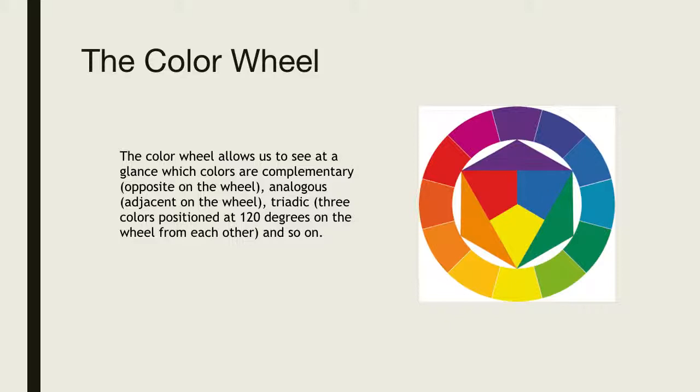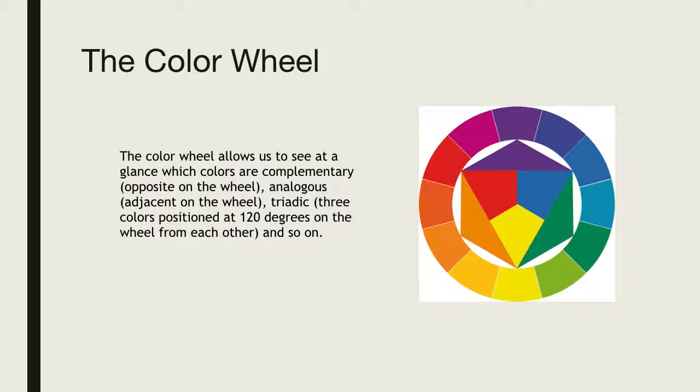Color wheel allows us to see at a glance which colors are complementary, those opposite on the wheel, analogous, those that are adjacent, and triadic, three colors positioned at 120 degrees on the wheel from each other. So let's look at what might be considered complementary colors and pick any starting point on the outer wheel and look at the opposite. And you'll generally find that in some way these colors are complementary.